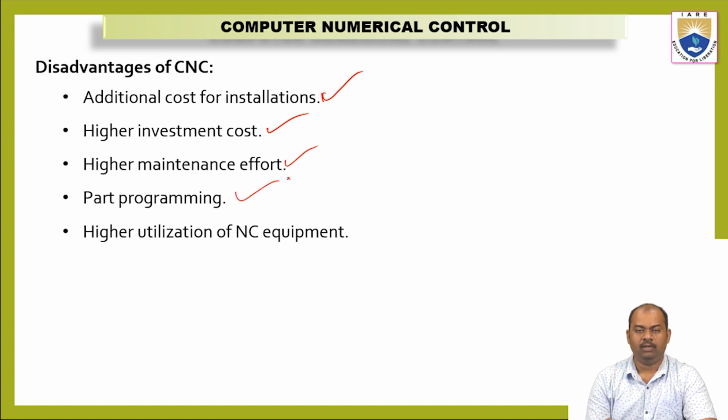And then part programming is a skill which the operator requires. The operator should know how to write a program in the computer so that he can write the program for cutting the object in such a manner that it meets the requirements of the designer. And then higher utilization of NC equipment. There are a lot of numerical control equipments being used. Those equipments are very costly, so using them will increase the investment.